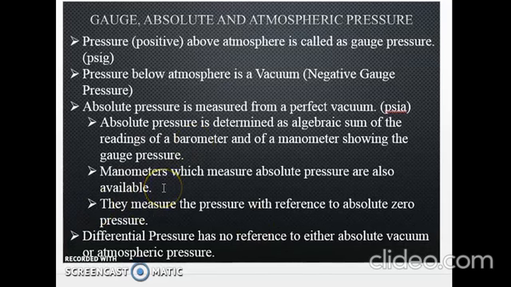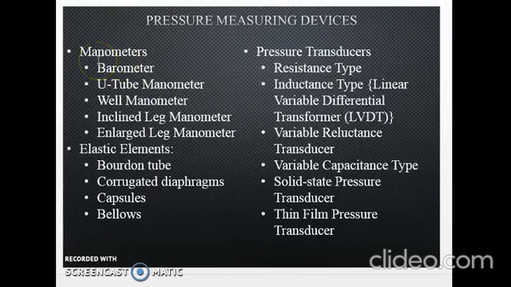Let us now discuss the pressure measuring instruments. The pressure measuring devices are usually classified as follows. The manometers, further classified as barometer, U-tube manometer, well manometer, inclined leg manometer, and enlarged leg manometer. The second category in pressure measuring devices is of elastic elements. The first elastic element is the Bourdon tube. Second is the use of corrugated diaphragms. Third is the use of capsules. Fourth one is the use of bellows.